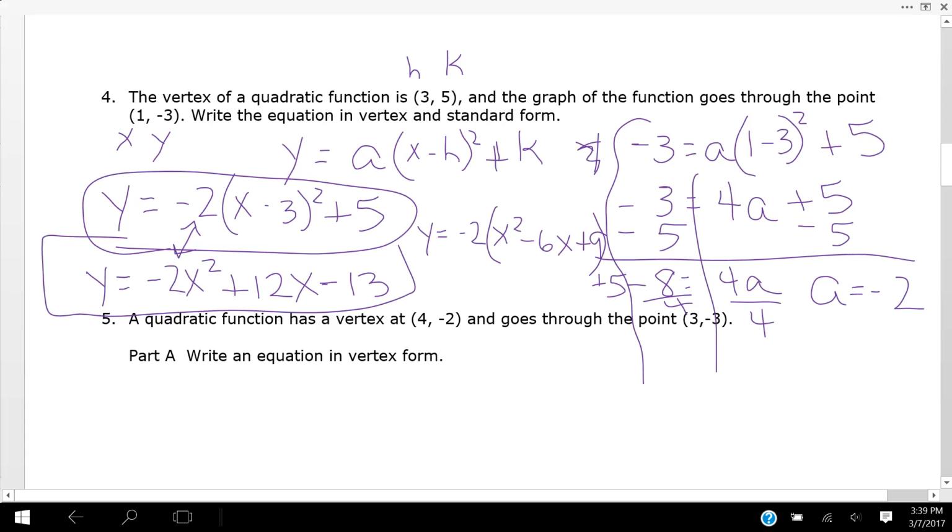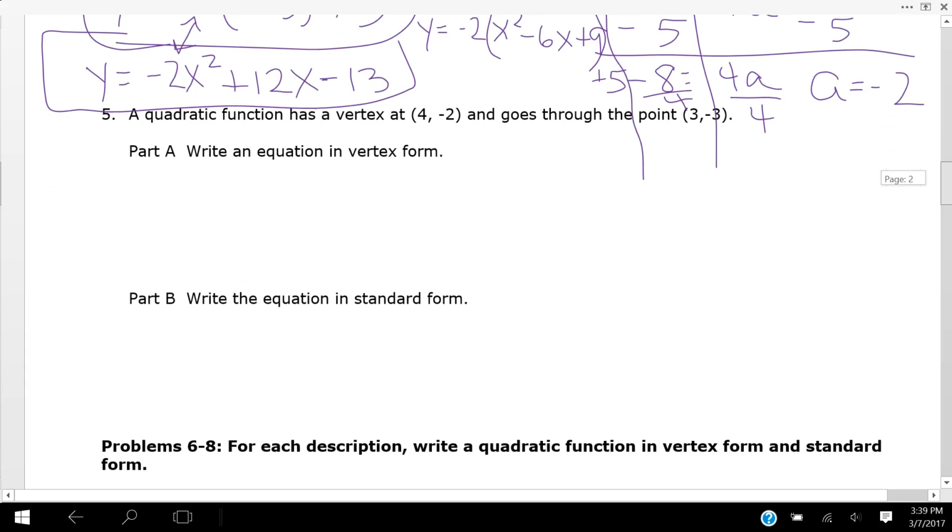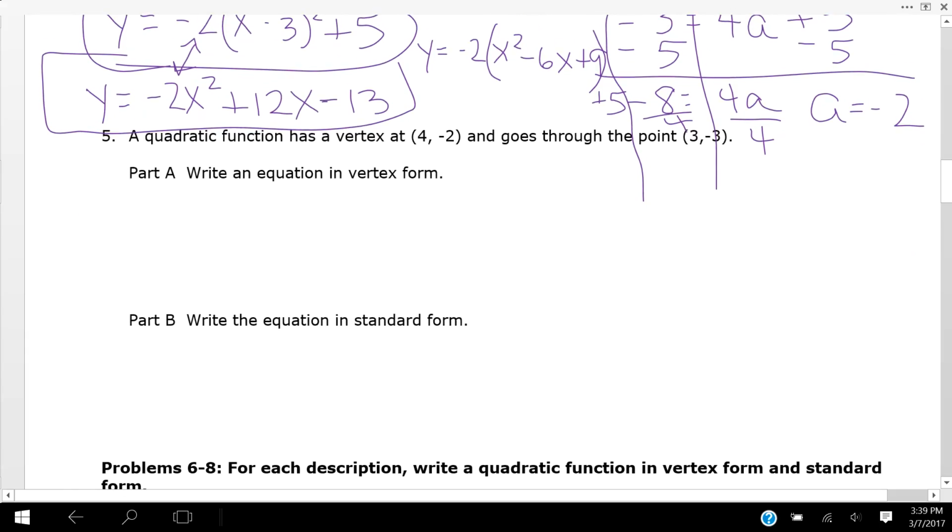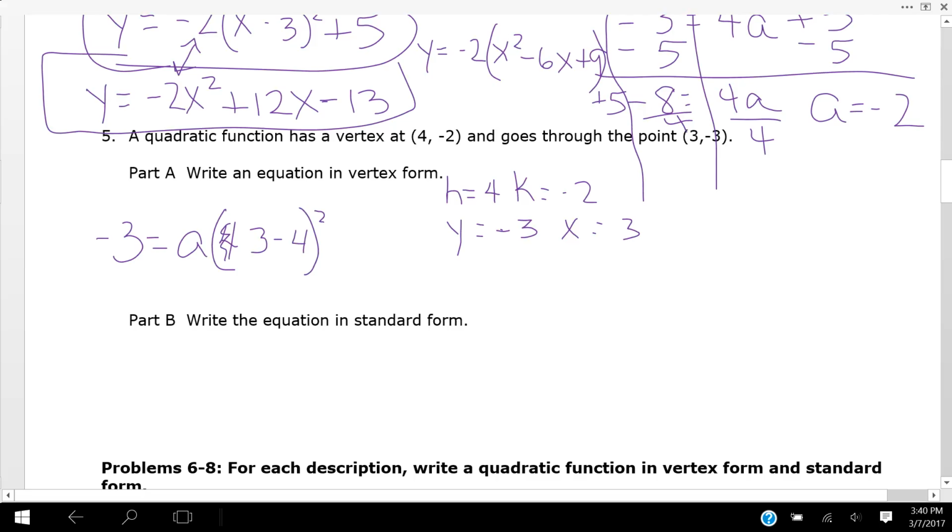All right, last one I'm going to do, and then I'm going to set you loose to do the rest of them by yourself. 5, 6, 7, 8. Okay, so I have h equals 4, k equals -2, y equals -3, x equals 3. I don't know why I put them in that order, but -3 equals a times 3 minus 4 squared minus 2, negative 3.